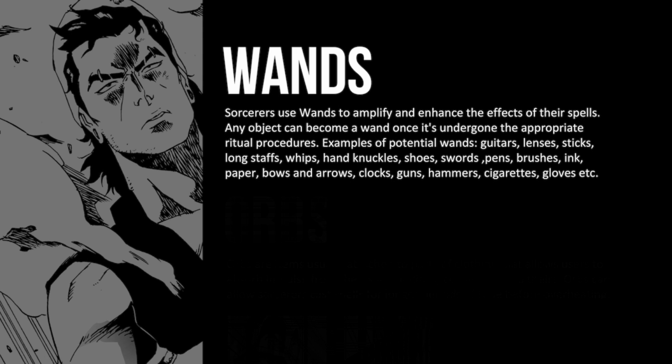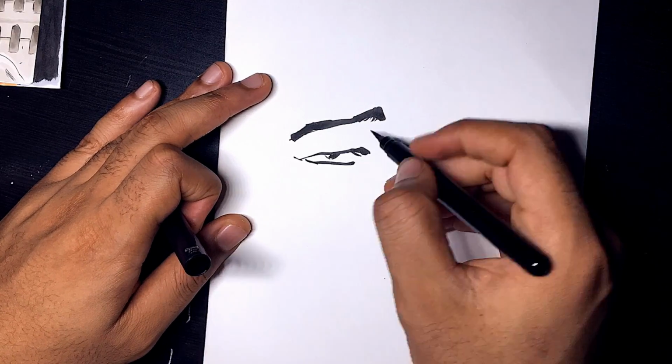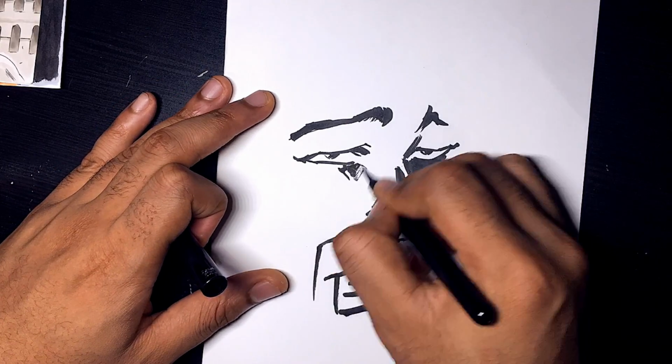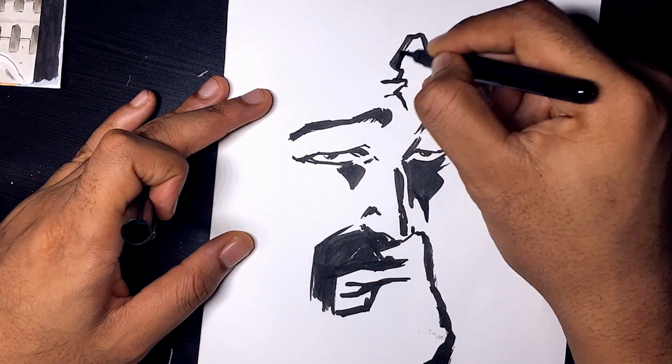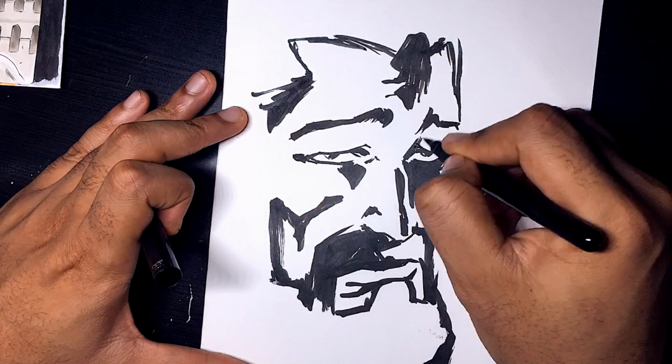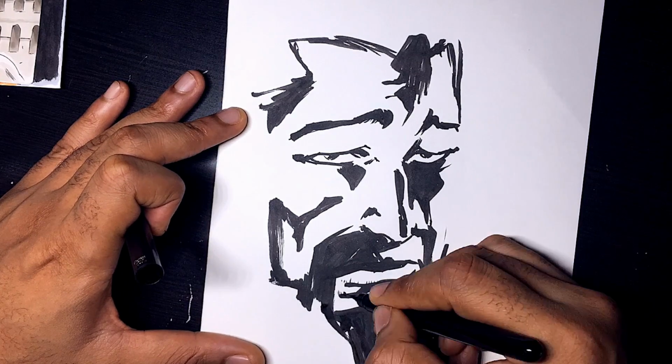Any object can become a wand once it's undergone the appropriate ritual procedures. Examples of potential wands could be guitars, lenses, sticks, long staffs, whips, hand knuckle shoes, swords, pens, brushes, ink, paper, bows and arrows, clocks, guns, hammers, cigarettes, gloves, the list goes on. Obvious things would be a wand as a sword, so you're using your sword to cast spells, and maybe you can fire things out of the sword. Those are the conventional things, especially within the shonen realms of comics. But you can also imagine what a skateboard wand would be and how that would work and what it would do.